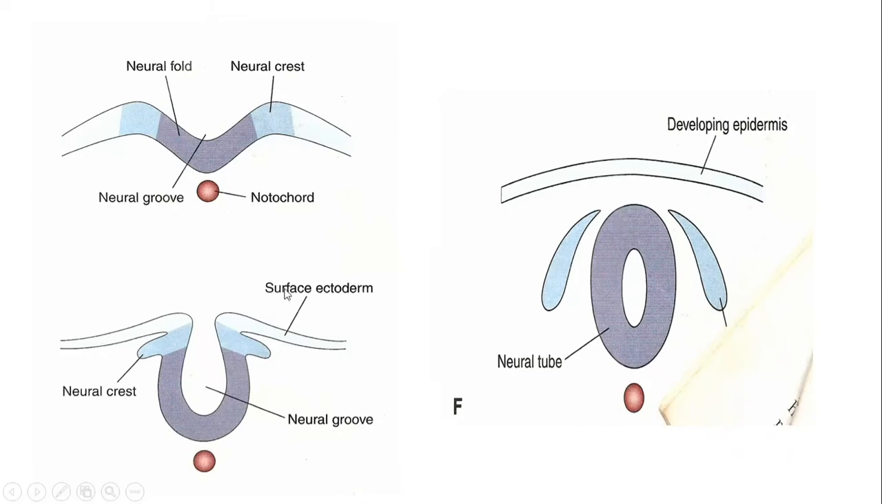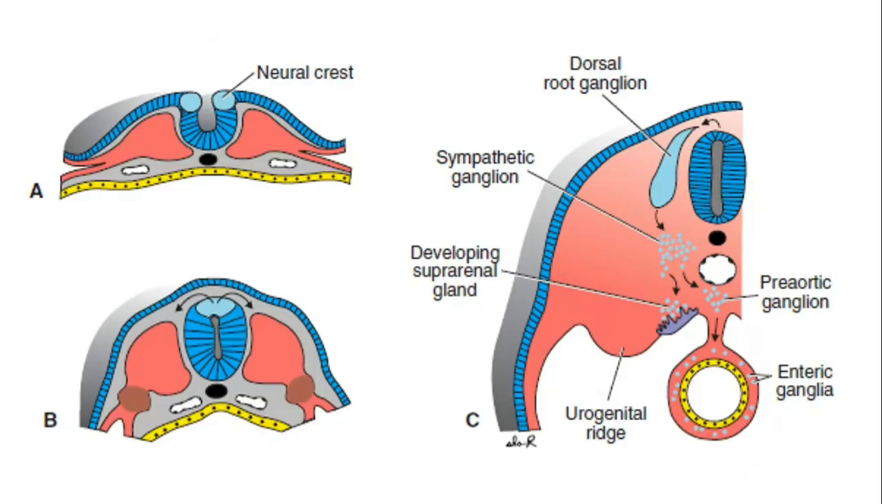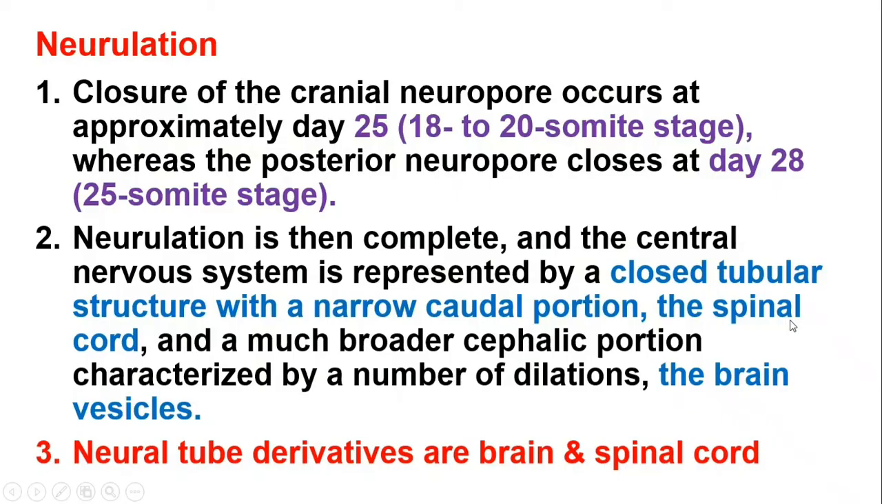So you should know the derivatives of these neural crest cells, which is very, very important from the point of view of examination. So these light color cells are the neural crest cells, and they will shift to different parts. These are showing that they are shifting, here they form the pre-aortic ganglion.